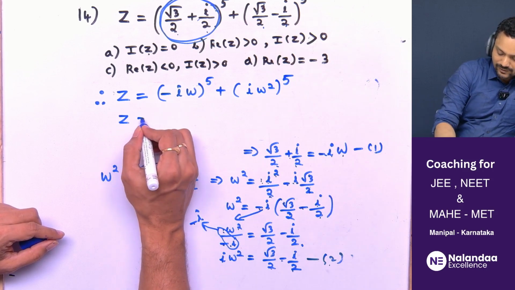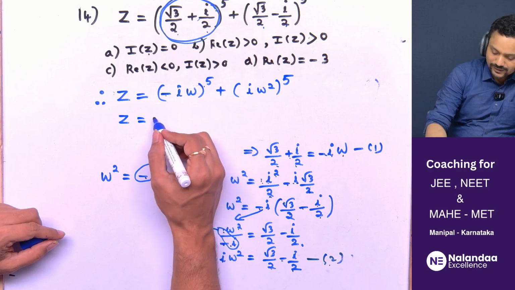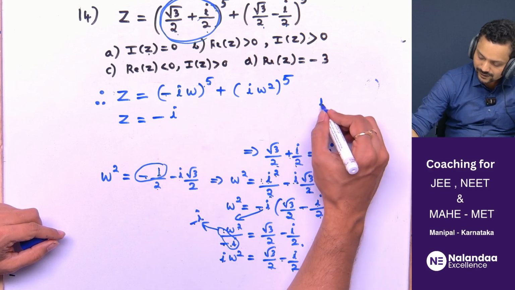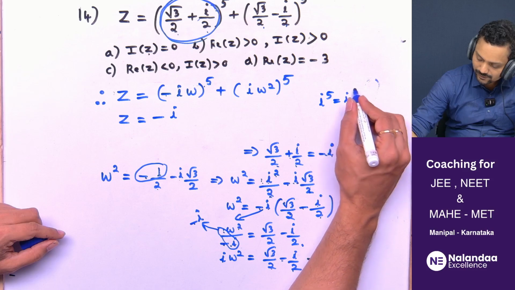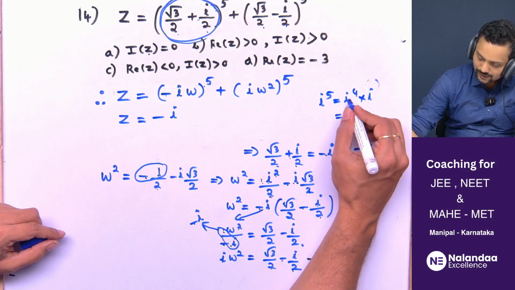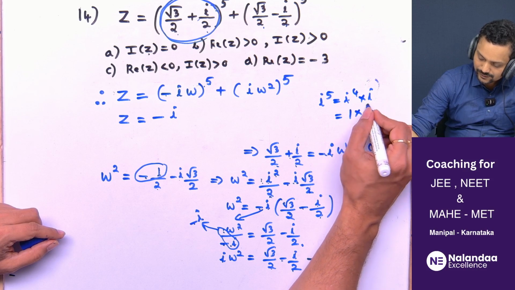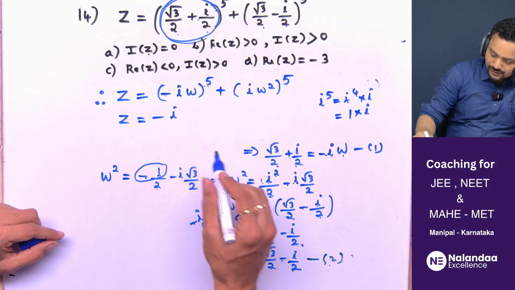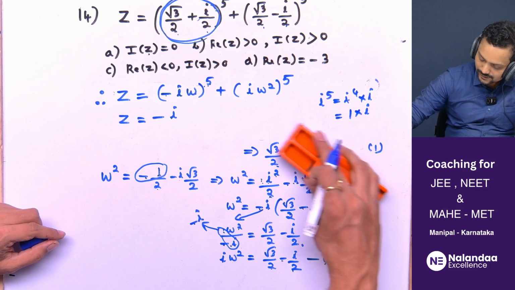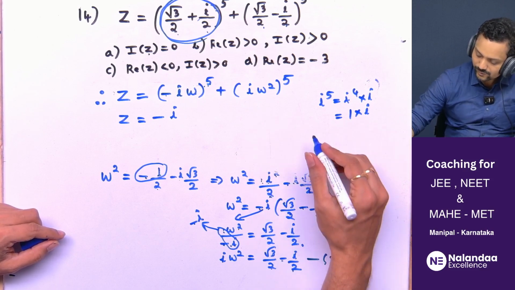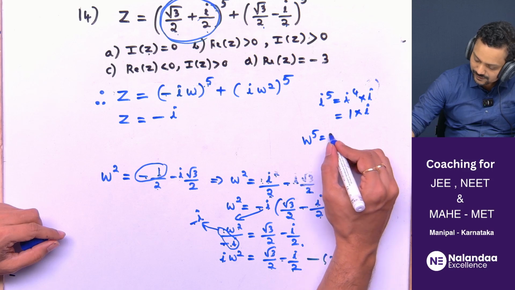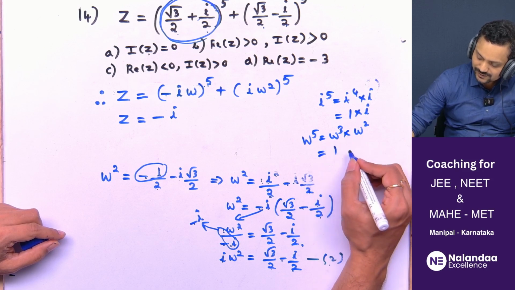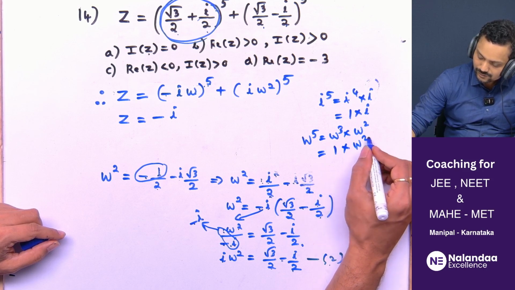So now we will just simplify this. You know, minus power 5 is minus, and i power 5 is actually i, because i power 5 is equal to i power 4 into i, and i power 4 is 1, so 1 into i. So I will get i. So i power 5 is i. Now, what is omega power 5? Omega power 5 can be written as omega power 3 into omega square. Omega power multiple of 3 is 1, into omega square. So I will get omega square.